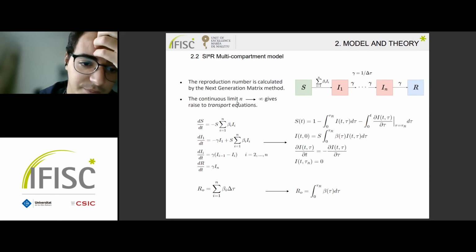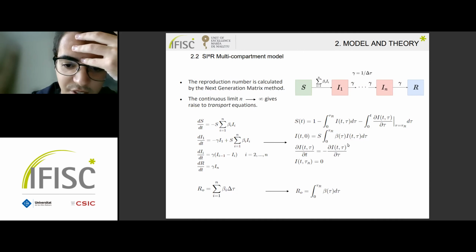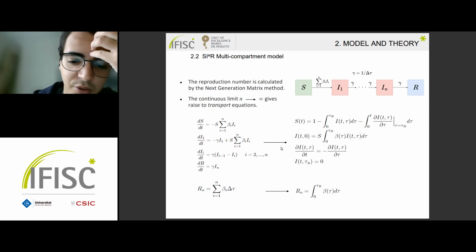And we get to the continuous limit when we take n going to infinity. As we can see, the equations can be easily generalized to the continuous limit when we take this limit, and we get some sort of transport equations. Do you see how this third equation converts to this transport or continuity equation? And the second and the fourth turn out to be boundary conditions.